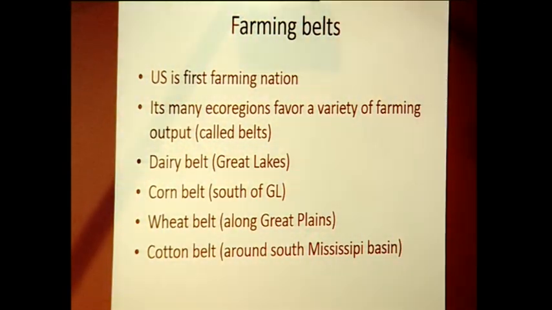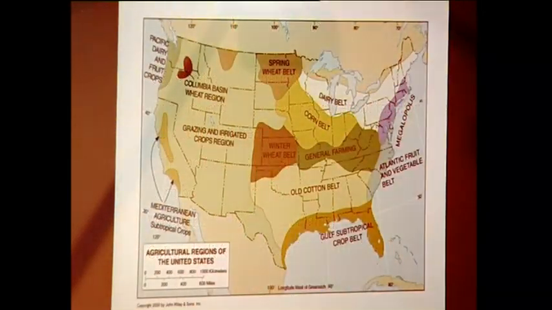And we have also, south of the Great Lakes, the corn belt. This is where pork is raised. So much pork in the United States, and they sow corn for these pigs. And we have the wheat belt. It's along the Great Plains. If you remember the map, now this is the map showing the information I told you a couple of minutes ago.